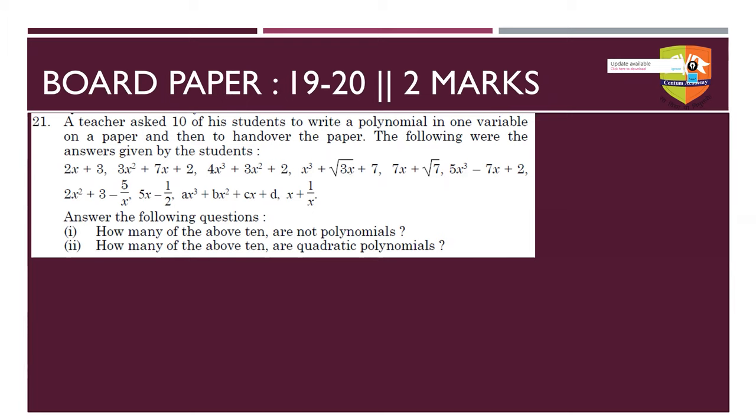Now again, what they have done is, I think this is complete root 3x and not root 3 times x. So treat it as root 3x. So this is 1, 2, 3. These are polynomials. This one is not. This one is 4. This one is 5. This one is not. This one is. This one is. This one is not. So 3 are not. How many of the above 10 are quadratic polynomials? Quadratic. So this is 1 here. This is not, this is not, this is not, only one. So this is 3, 1. Good.